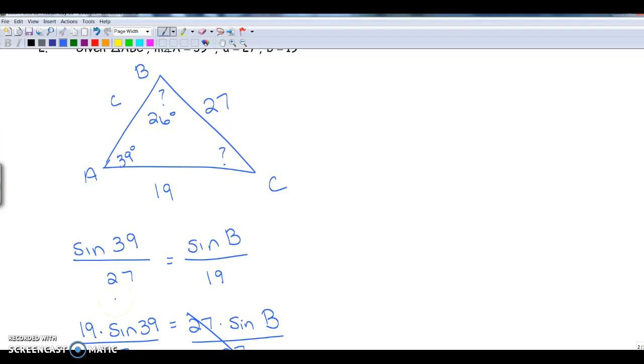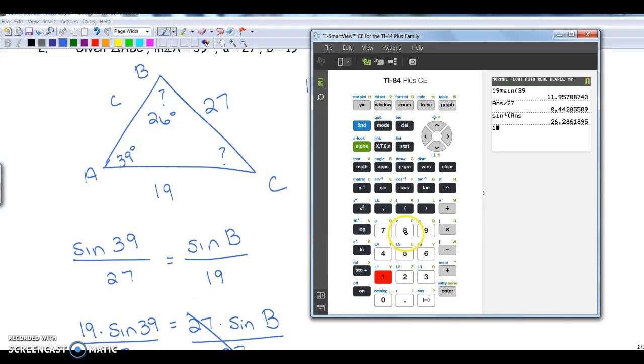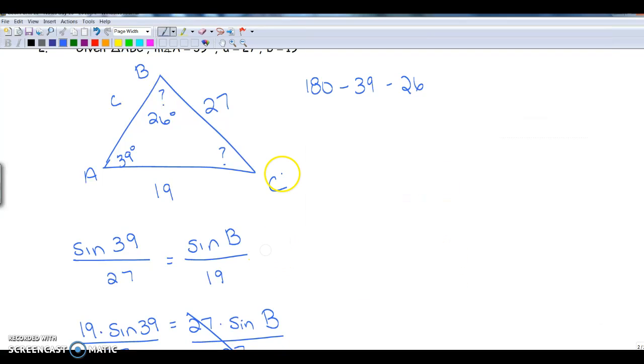All right. Now once we know angle B, we can find angle C. We don't even have to do law of sines to find it. We're just going to do 180 minus 39 minus 26. And if you do that, 180 minus 39 minus 26, you're going to get 115 degrees. So angle C is 115.